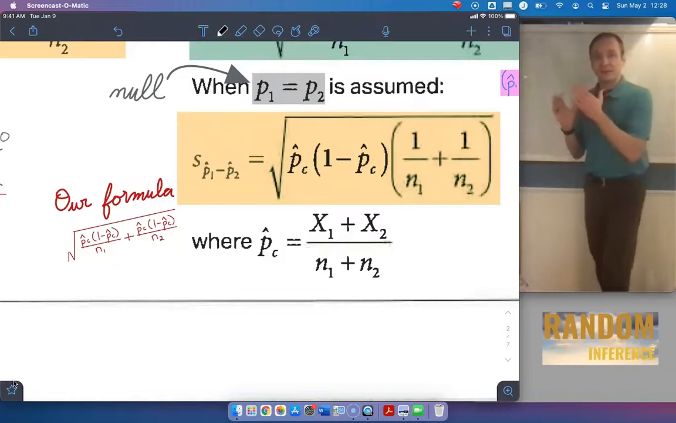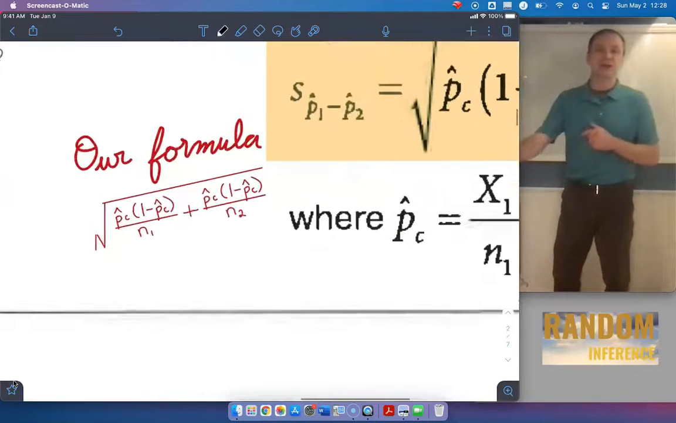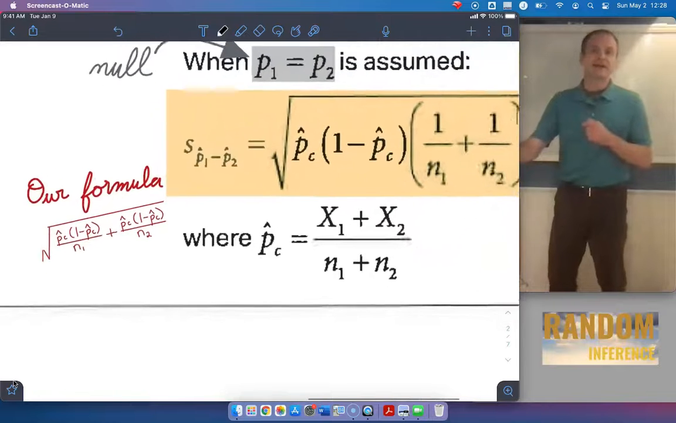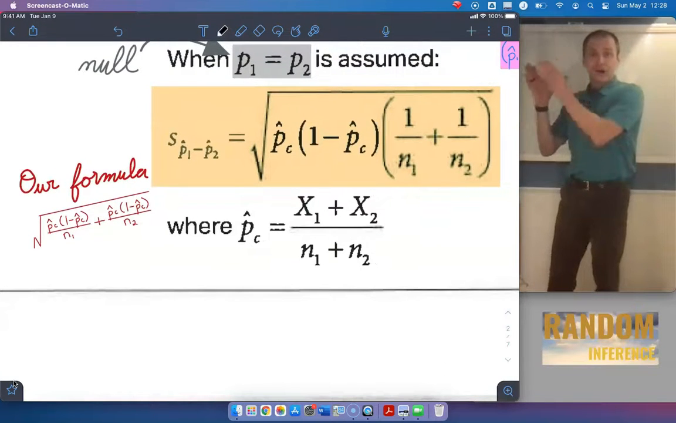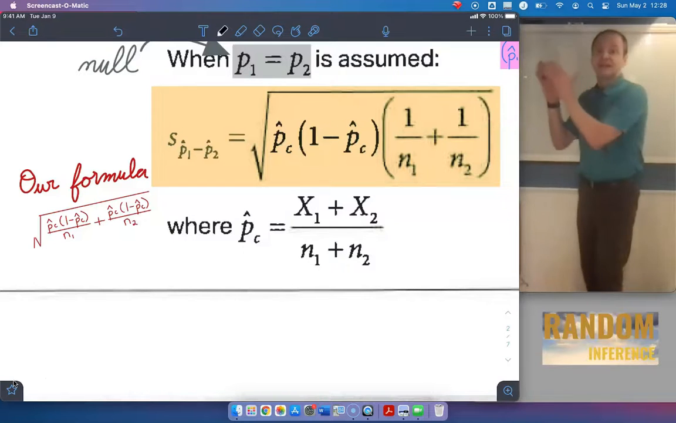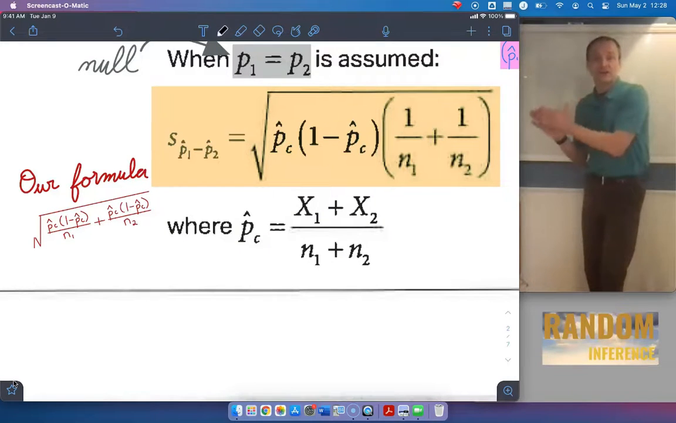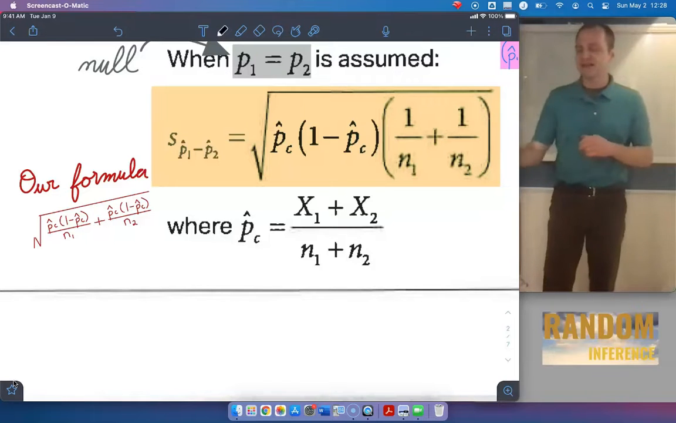But notice the formula on the formula sheet is slightly different than what you're used to using and used to seeing. So keep that in mind. I wanted to point it out: it does say right up above, when p1 equals p2 is assumed, null hypothesis. Here's the formula for standard deviation. Wait a minute, there's a p hat sub c in there. What does that mean? Right below it, it tells you what p hat sub c means. So it's telling you where to focus if you're dealing with a significance test.